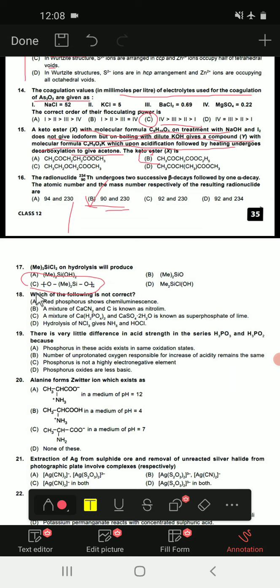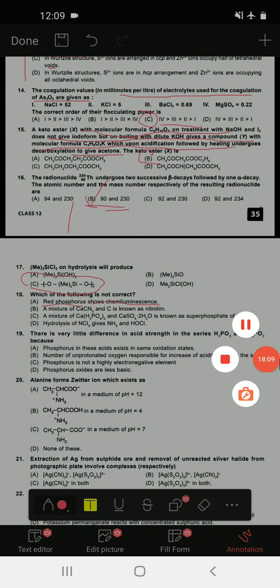Which of the following is not correct? Red phosphorus shows chemiluminescence. A mixture of calcium cyanide and carbon is known as nitrolim. A mixture of calcium hydrogen phosphate and calcium sulfate dihydrate is known as superphosphate of lime. And hydrolysis of NCl3 gives NH3 and HOCl. Which one do you think is the correct answer option? See, the correct answer option is this. Red phosphorus shows chemiluminescence is the incorrect one. Now we have question number 19.